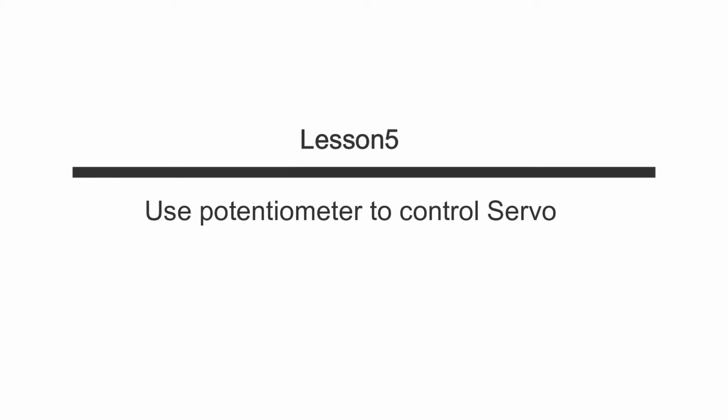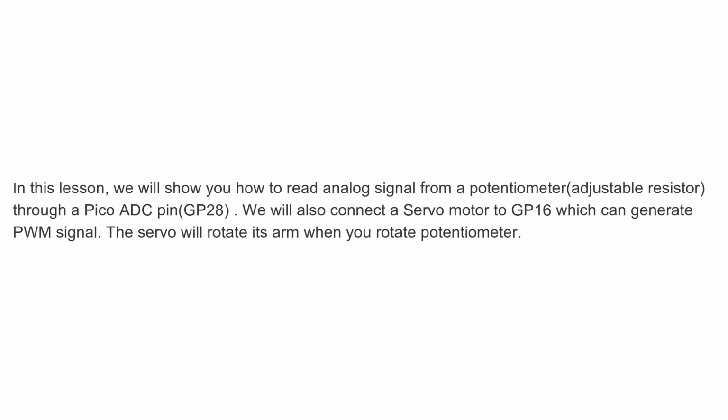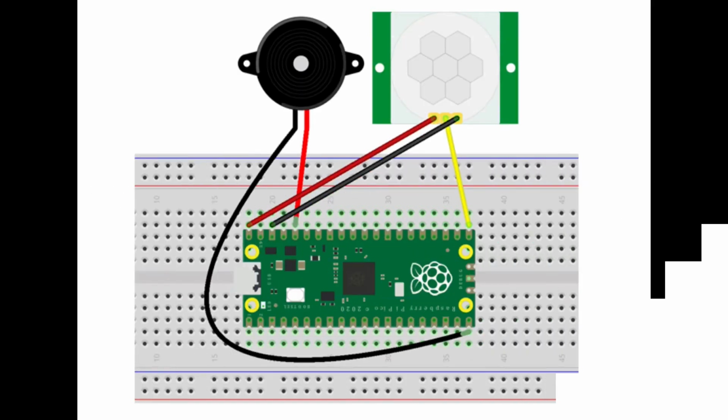Lesson 5, Use Potentiometer to Control Servo. In this lesson, we will show you how to read an analog signal from a potentiometer (adjustable resistor) through a Pico ADC pin GP28. We will also connect a servo motor to GP16, which can generate a PWM signal. The servo will rotate its arm when you rotate the potentiometer.